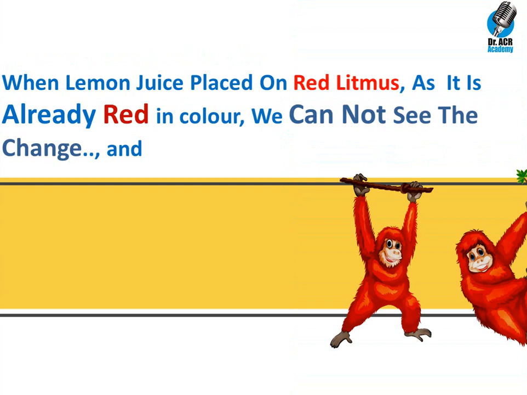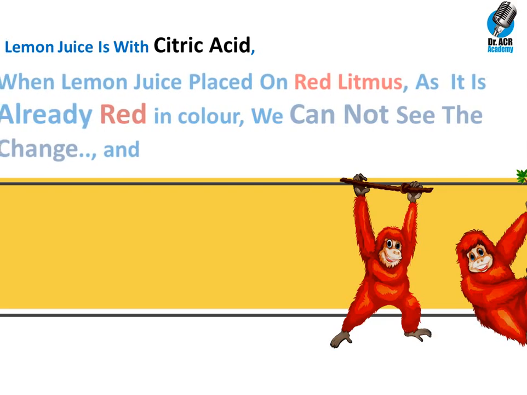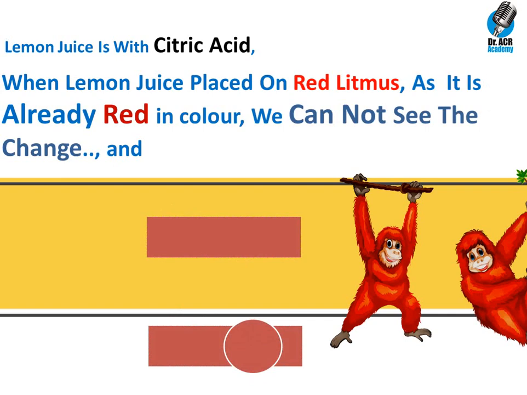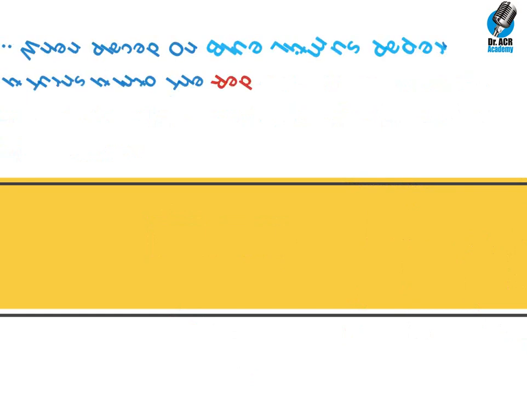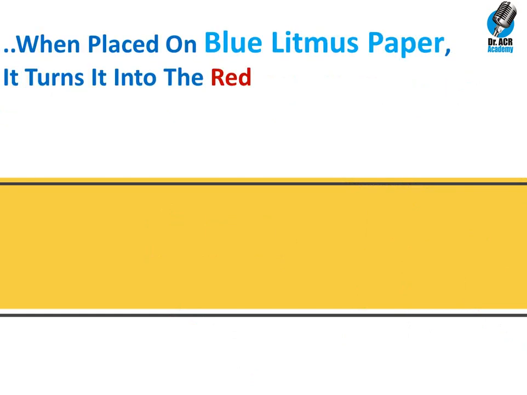When lemon juice is placed on red litmus paper, as it is already red in color, we cannot see the change. And when placed on blue litmus paper, it turns into red.